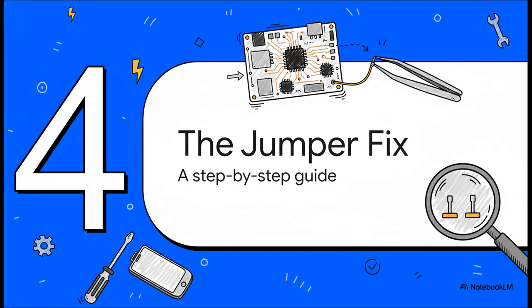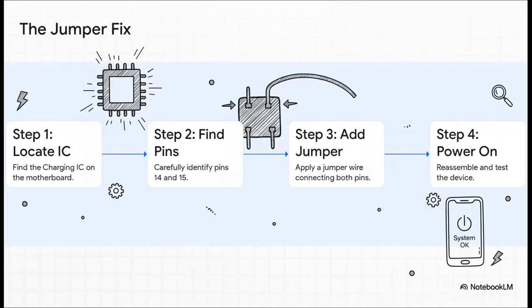Okay, now for the main event, the 2-pin jumper fix. Let's walk through the exact step-by-step hardware solution that's going to get this phone back up and running in no time. It's actually a beautifully simple 4-step process. First, you're going to locate that charging IC on the motherboard. Second, you carefully identify pins 14 and 15. Third, and this is the magic right here, you apply a small jumper wire to connect those 2 pins together. And finally, just reassemble enough to power on the device and test your work.